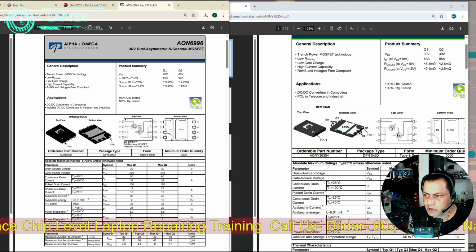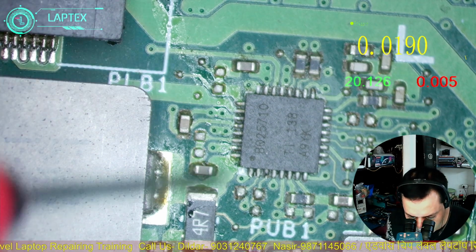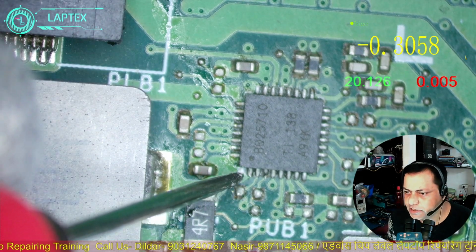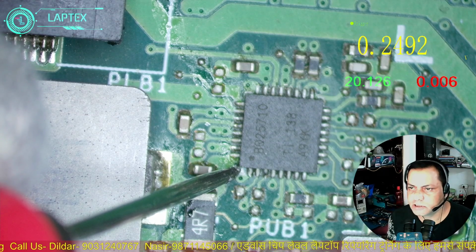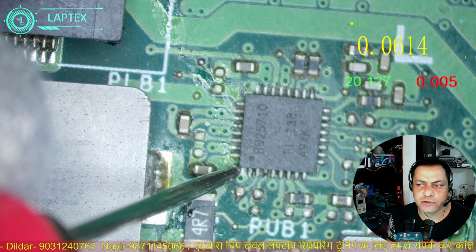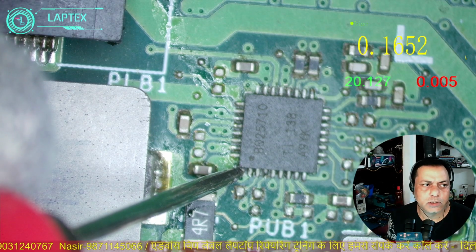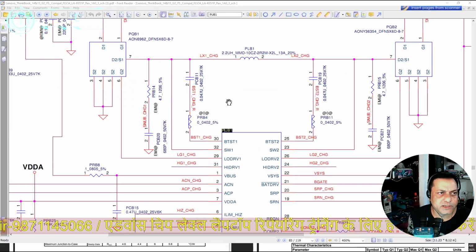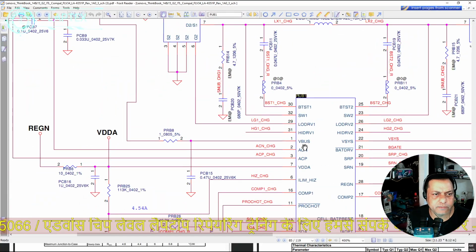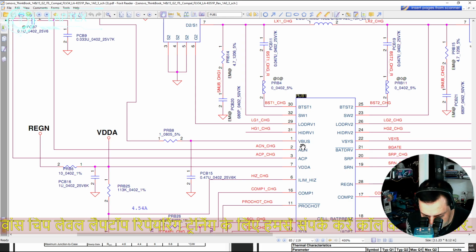Now here is the few things I will introduce to you. Let me open the diagram first. So this is my diagram, let me show you. Here is my charging IC, and my charging IC requires V bus voltage on the pin number 1.